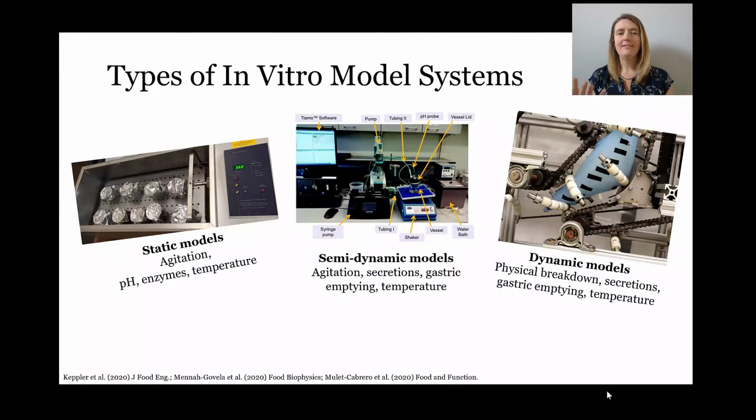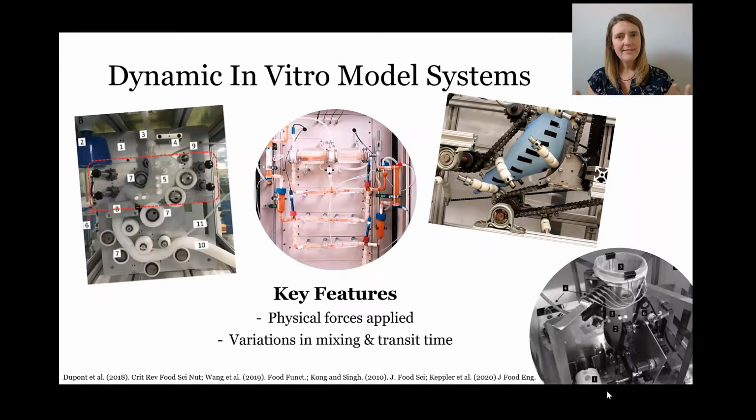So we've already heard about static and semi-dynamic models in the last talk, so I'm not going to focus on them here. I'm going to focus in on dynamic models. Recently, several dynamic in vitro model systems have been developed, a few of which are shown here, and they all have similar characteristics: some type of physical forces applied, variations in mixing and transit time, and typically some type of gastric secretions going in and material emptied throughout the process to simulate in a more realistic way the physiological relevance of the digestion process.